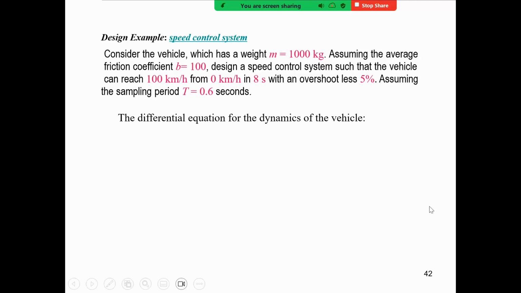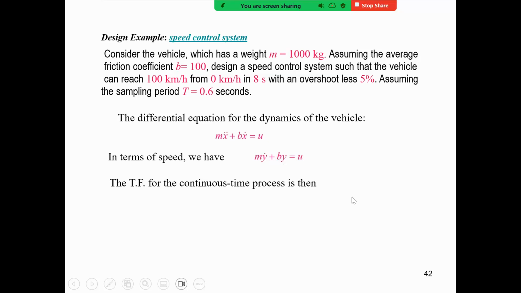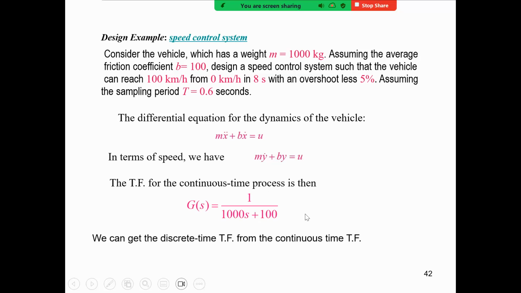Let's go through the design procedure for this problem again. Let's look at the differential equations for the dynamics of the vehicle. From Newton's second law we get this one. Here x is the displacement, or the position. In terms of speed, x dot equals y. So we have m y dot plus b y equals the engine force, the input u. Then we get the transfer function for the continuous process. Because m is 1000, here we have s, and b is 100. So that is the transfer function.